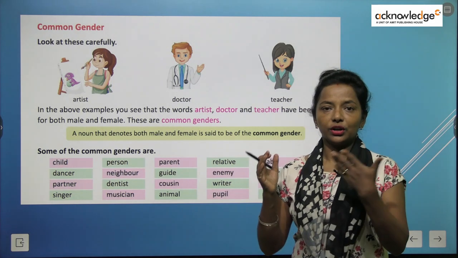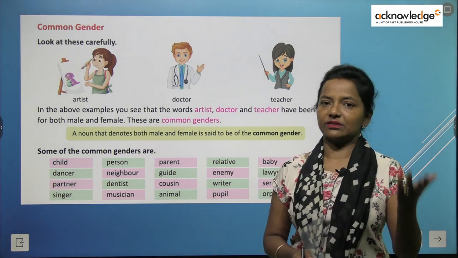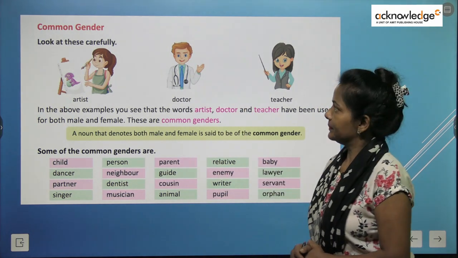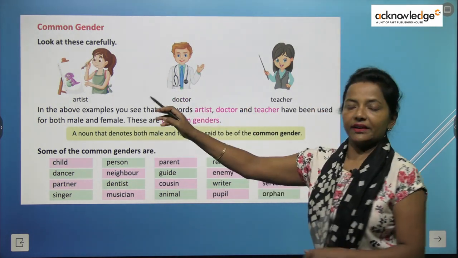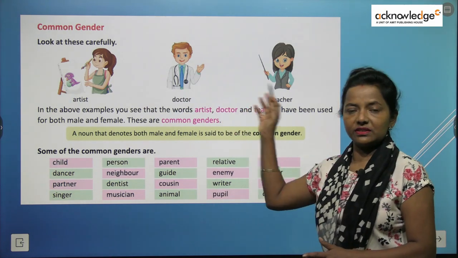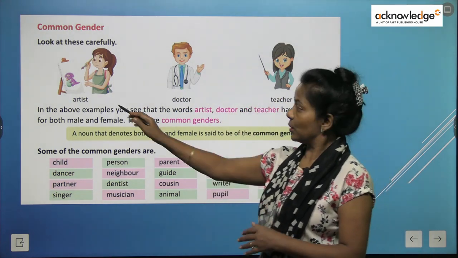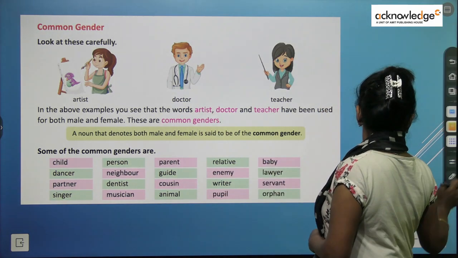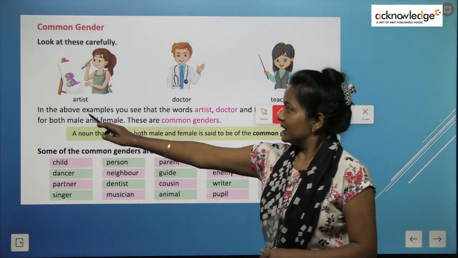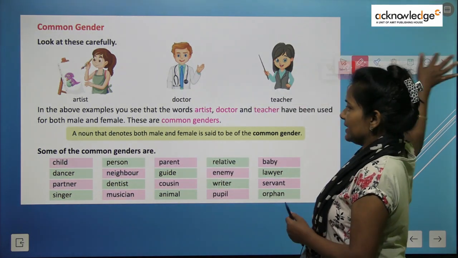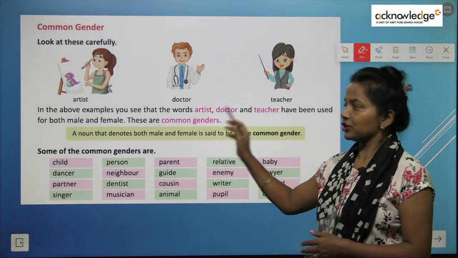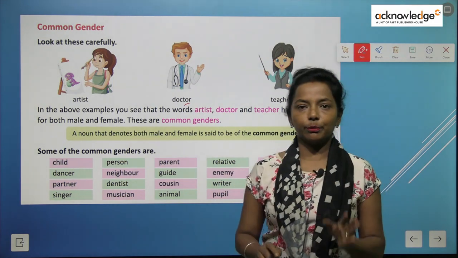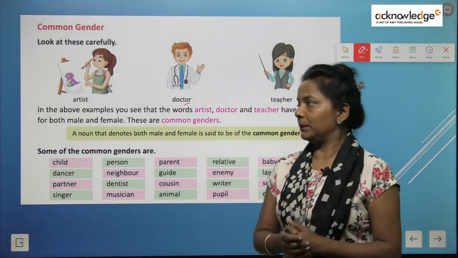So, now moving ahead, what else is there? Now we come to common gender. We have done two genders, masculine gender and feminine gender. Now what is this common gender? Look at these carefully. There are some pictures here. कुछ pictures हैं यहाँ पे. इनको देखिए ध्यान से. कौन है ये? Artist, doctor and teacher. In the above examples, you see that the words artist, doctor and teacher have been used for both male and female.